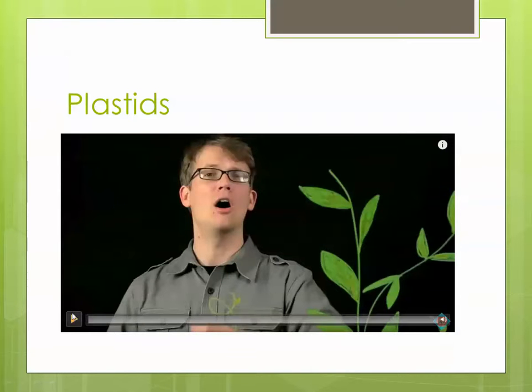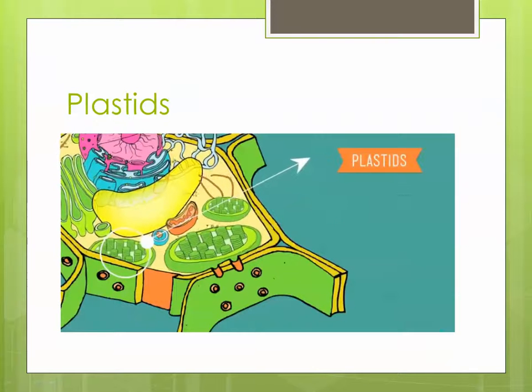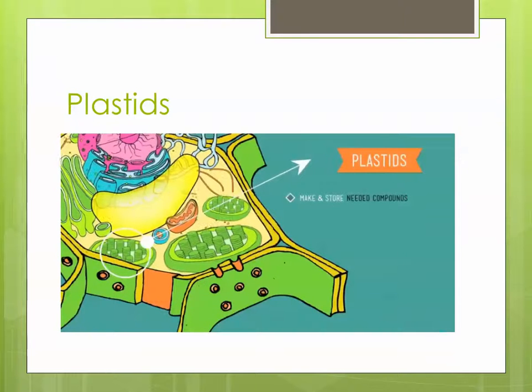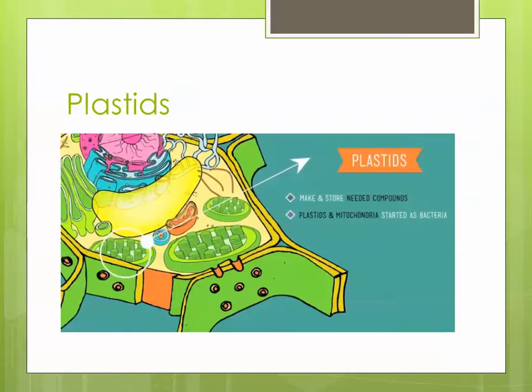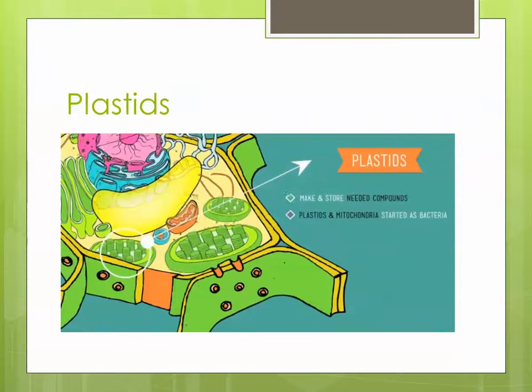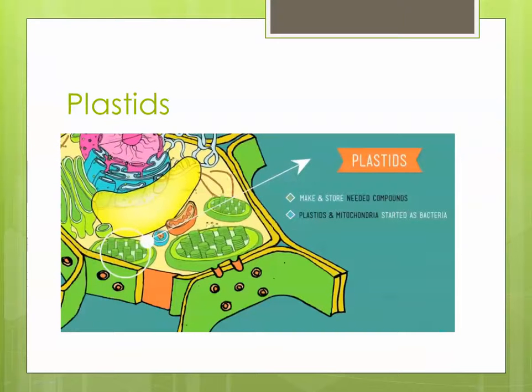Now we're going to go over plastids. Plastids are the organelles that plants use to make and store compounds that they need. And you want to know something super interesting about plastids? They and their fellow organelles, the mitochondria that generate energy for the cell, actually started as bacteria that were absorbed into plant cells very early in their evolution. Like maybe some protozoa.